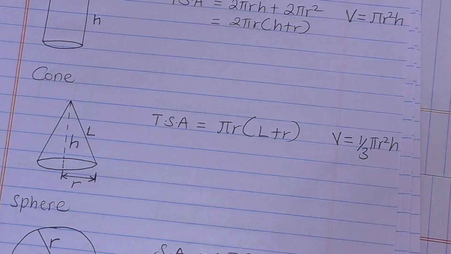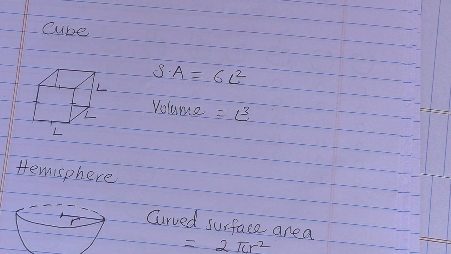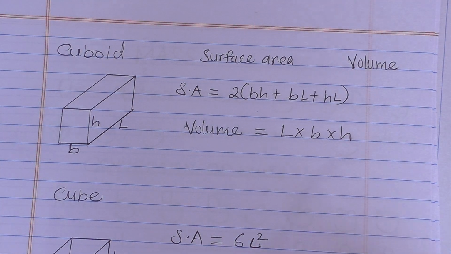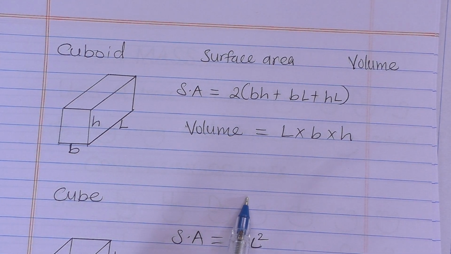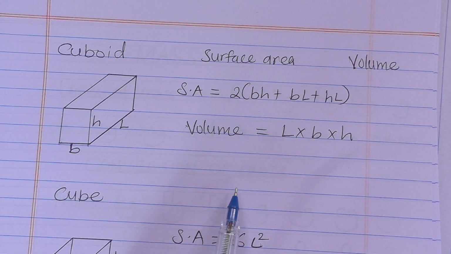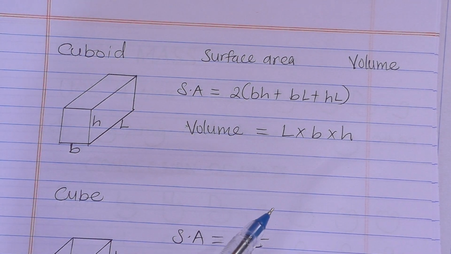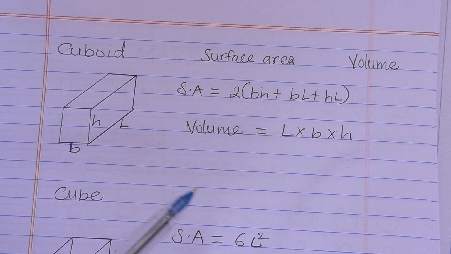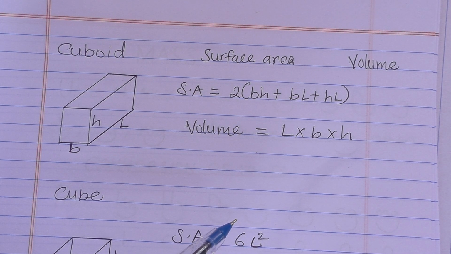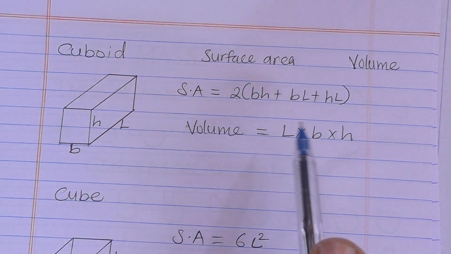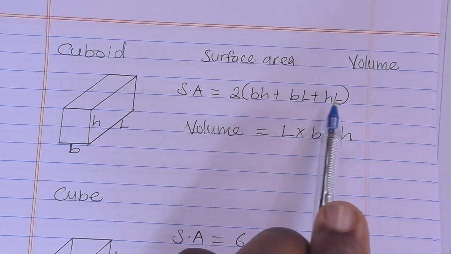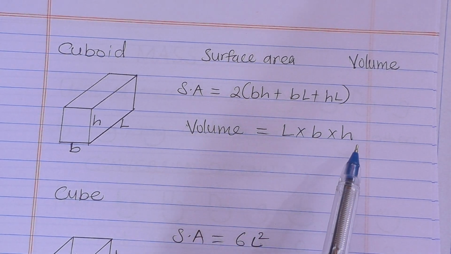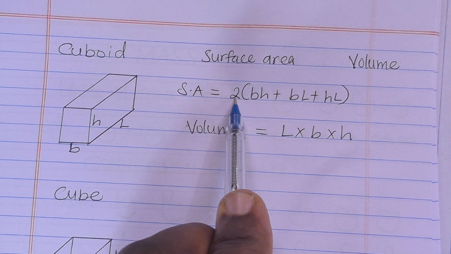Now let us look at other shapes. We have a cuboid. The cuboid has 6 faces, and that means that the total surface area will be the summation of all those 6 faces. However, 2 opposite faces have the same area. That's why we have considered 3 sides, because there are 6 sides, but the 2 are equal. So when you multiply by these 2, that's when you get the 6.